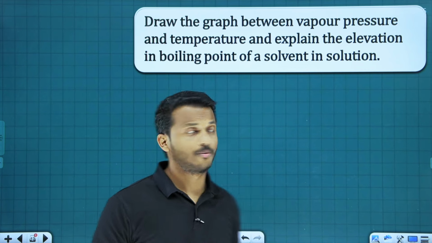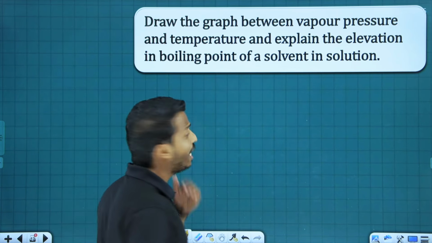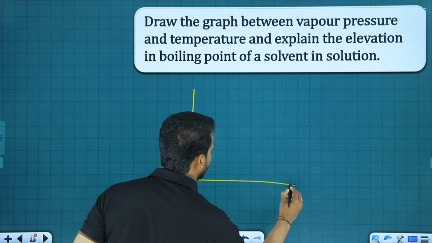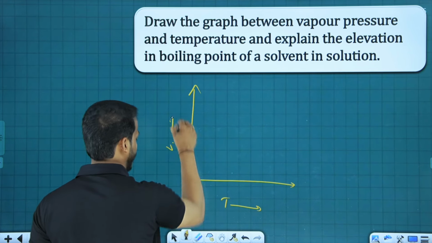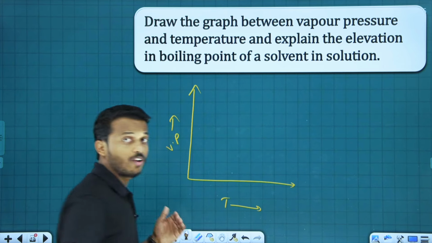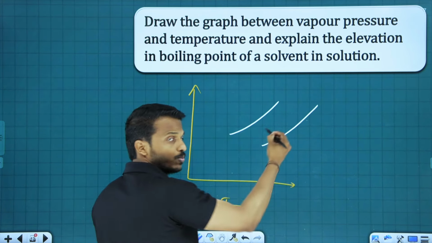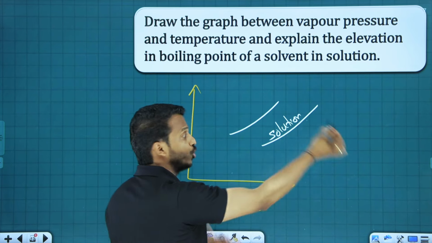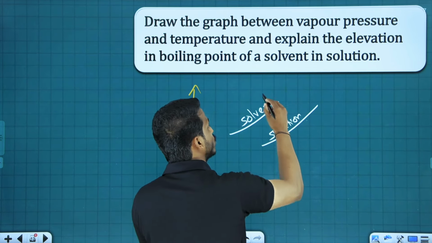Draw the graph between vapor pressure and temperature and explain the elevation in boiling point. We studied a graph. My dear students, hope you studied that one. What is the graph? Temperature versus vapor pressure. Temperature and vapor pressure are directly proportional. So we draw these two lines, a very small curve. One is the solution. The right one is the solution because its boiling point is greater. And on the left side, my dear, we have the solvent.